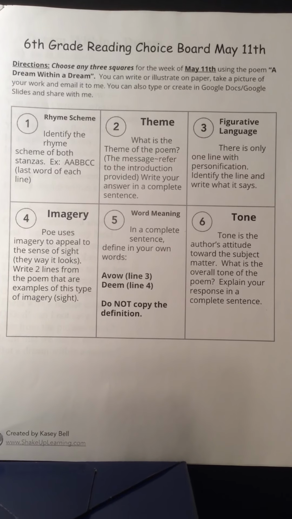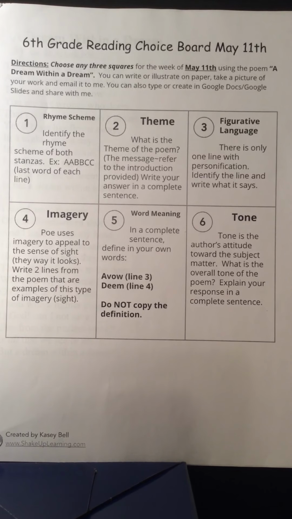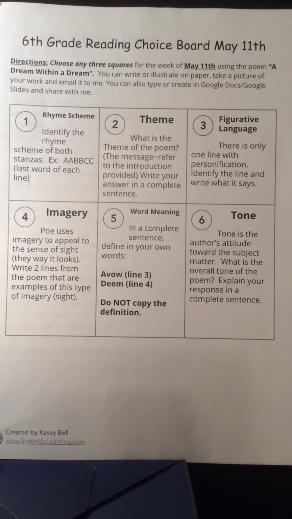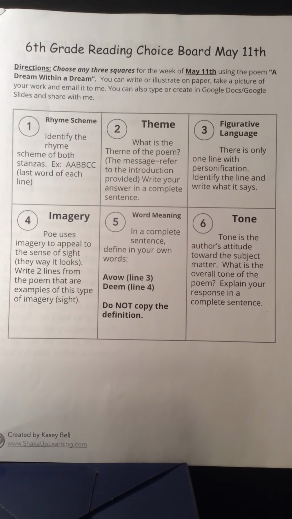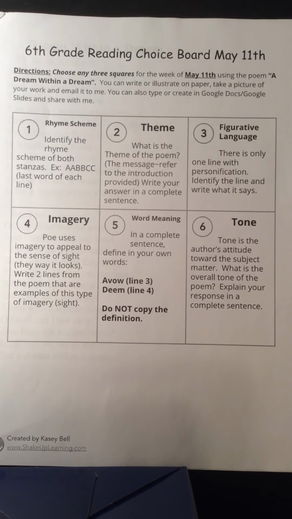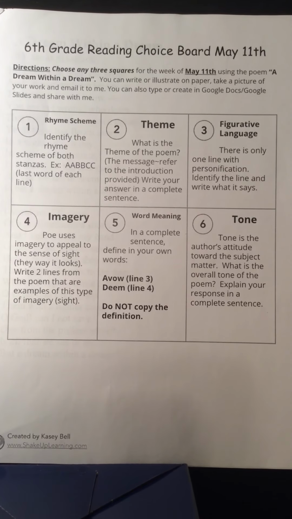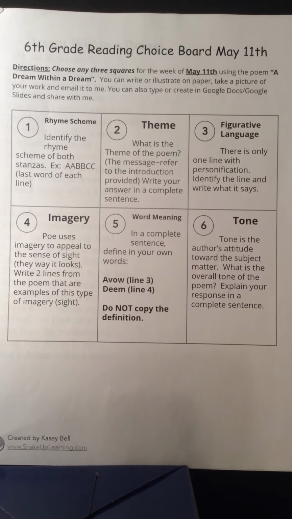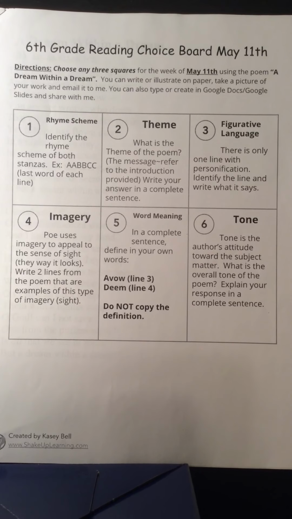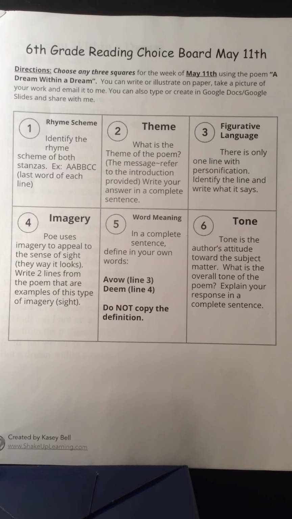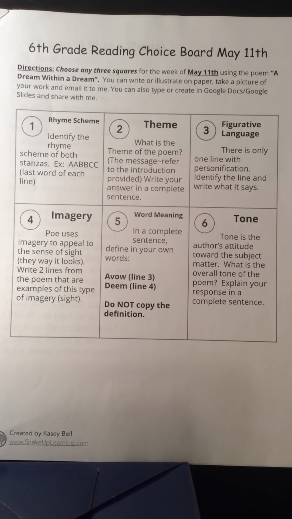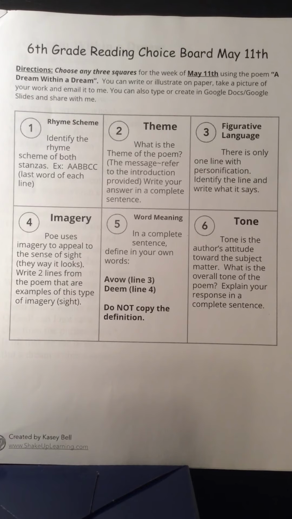Number 3 is figurative language. There's only one line with personification. I'm not going to tell you which line that is, but remember what personification is. Personification is giving lifelike qualities to something that's not. And so you're identifying the line and also write what it says. So you're going to probably answer this question with 2 sentences. You're going to have one sentence identifying the line and write the line, and then you're going to have a second sentence saying what it is.